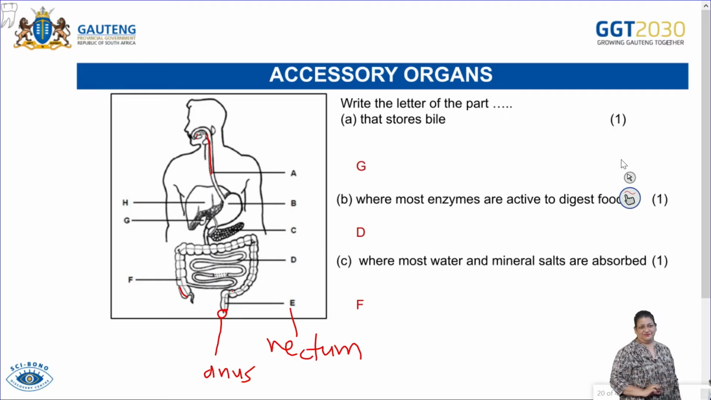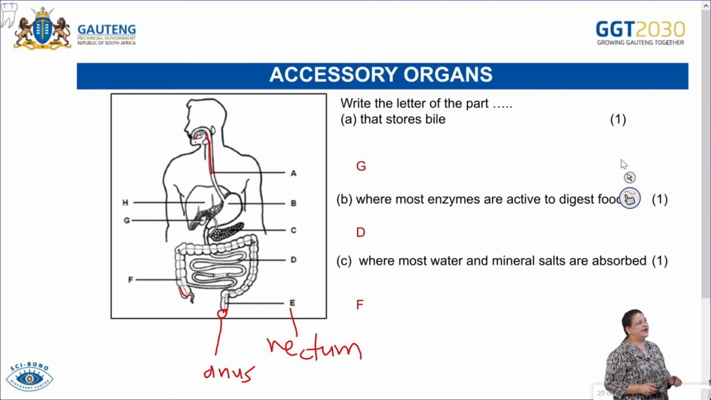That's the mainstream. And then all the other organs on the side, your pancreas, your gallbladder, your liver, are called what? Accessory organs. Your salivary glands are called what? Your accessory organs. Right. So let's look at the questions here.